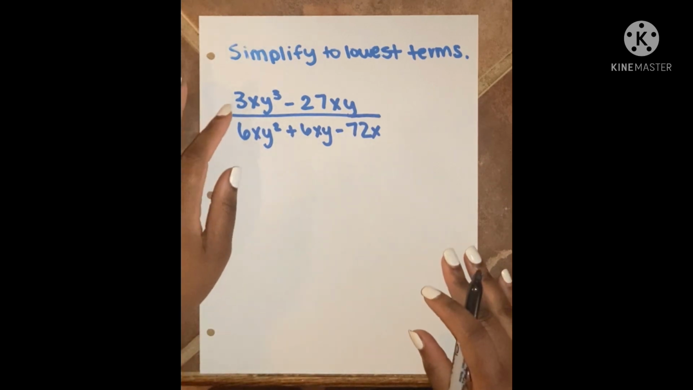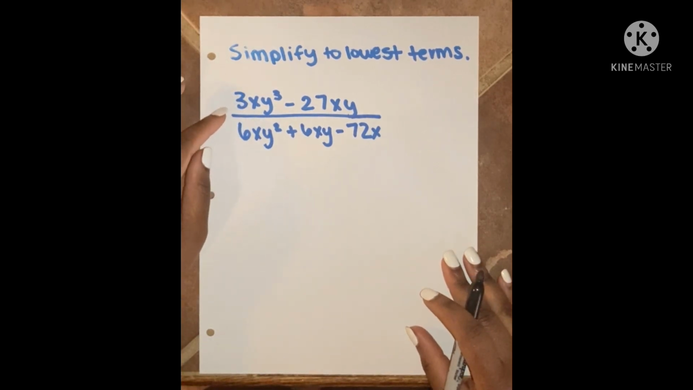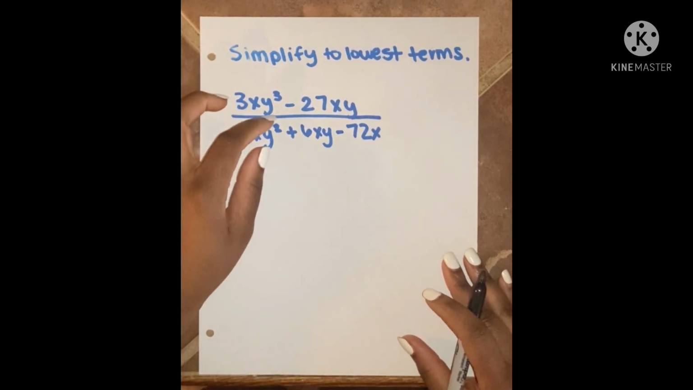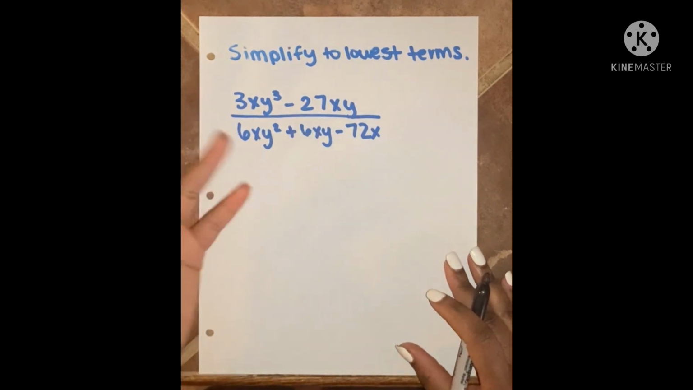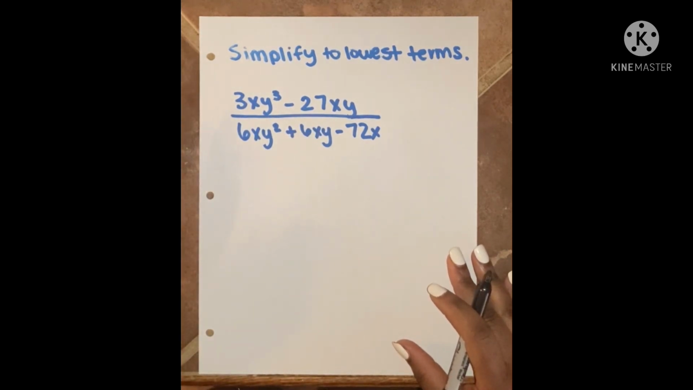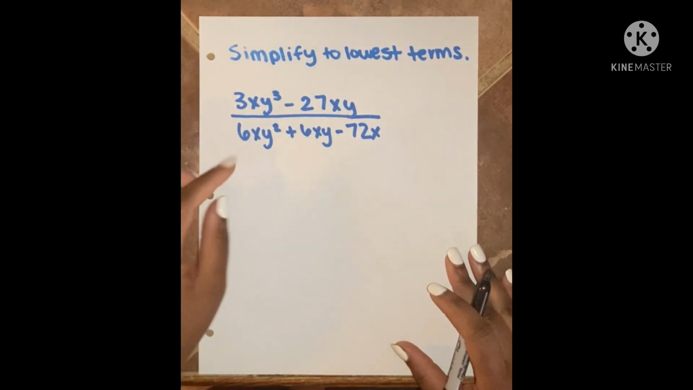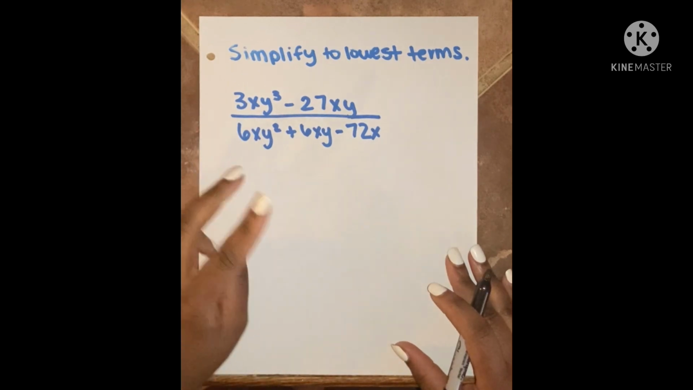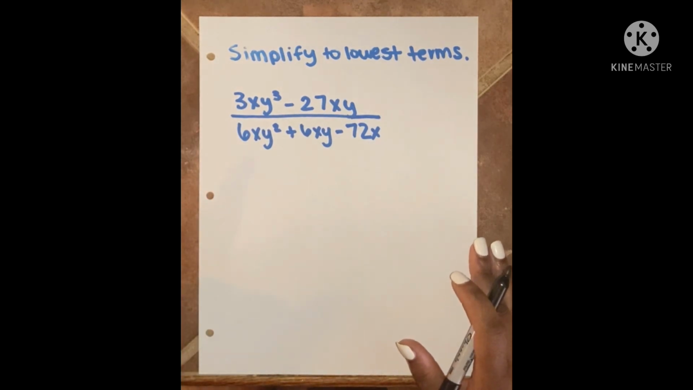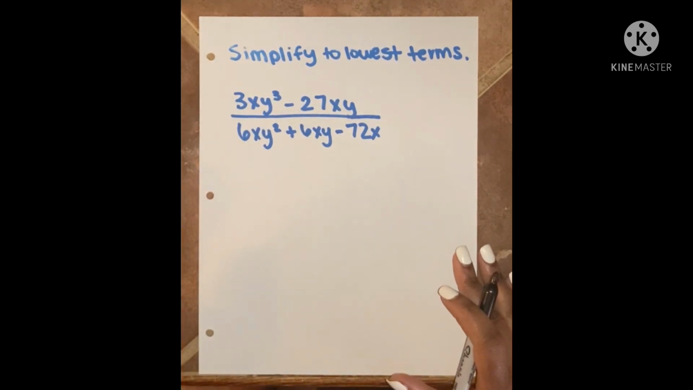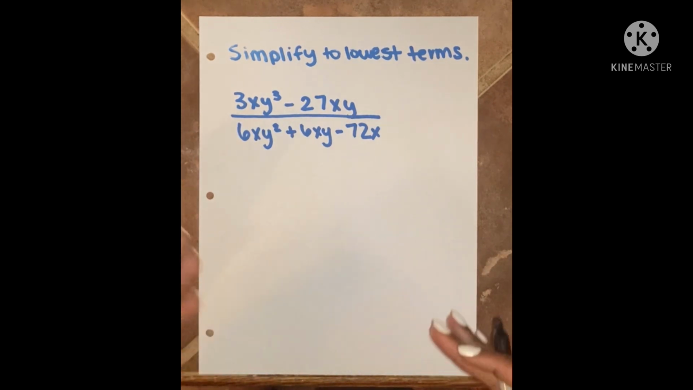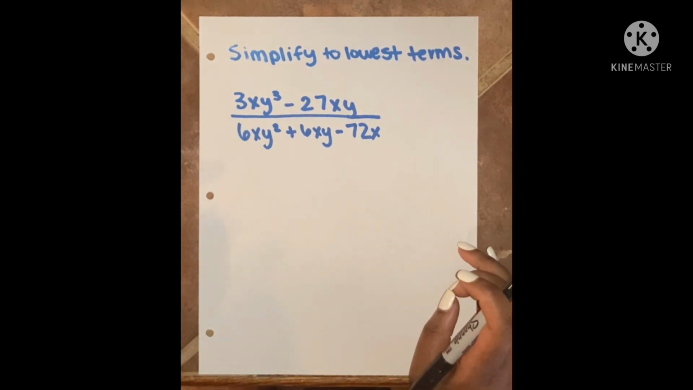Also, I'm noticing that in the numerator, we have at least one X and at least one Y in the first and in the second term. Also, the same is true for our denominator. We have at least one X in each of these terms and at least one Y in 2 of these terms, which lets me know that I can pull out the GCF to simplify this rational expression.